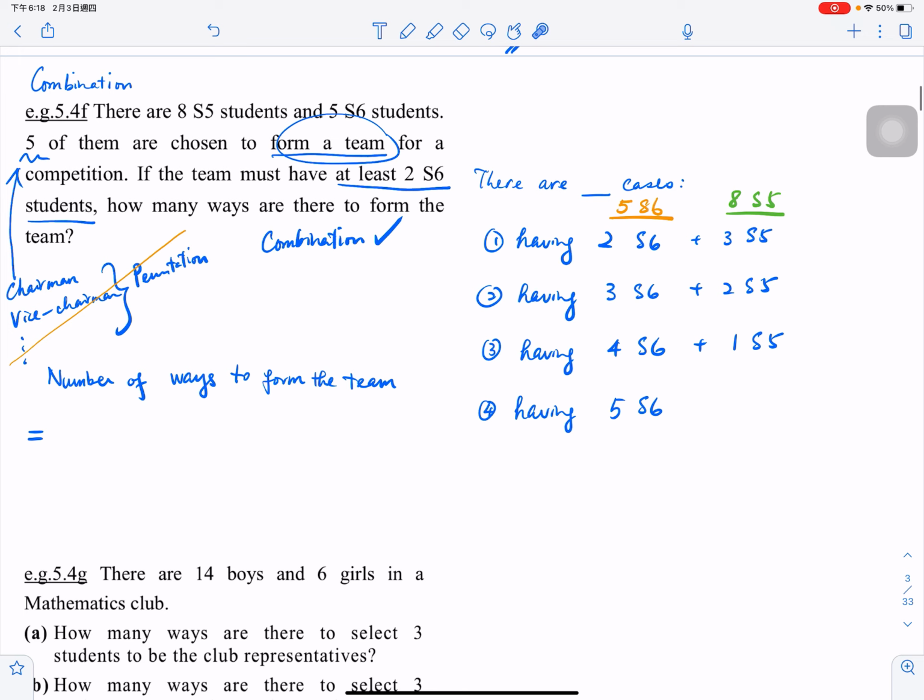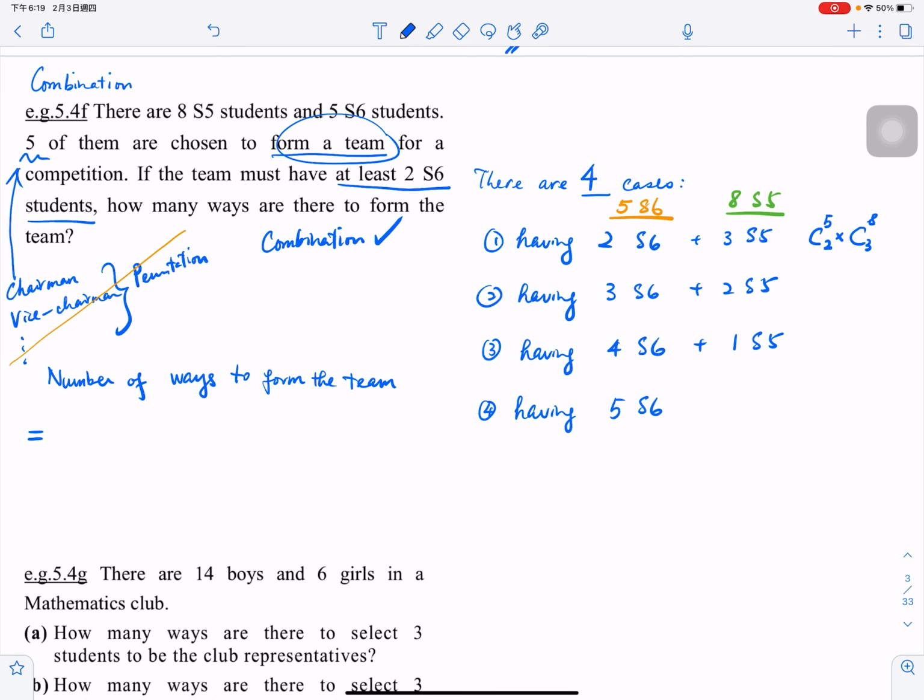So how to do it? For the first case, you need to choose 2 from the 5 S6 students. That means 5C2, right? And from the 8 S5 students choose 3, so 8C3. No need to think about the position. So 5C2 and 8C3 for this combination. This is the first case.